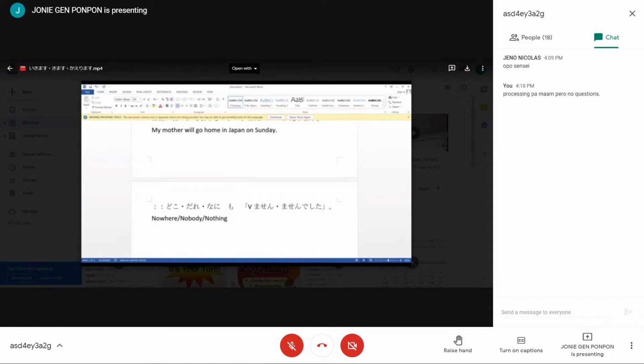Because dokomo, daremo, and nanimo will mean nowhere, nobody, nothing respectively, your verb should be in the negative format. Even if it is in the present future tense or past tense, it should be in the negative style. It should be a past negative or present future negative. So kung gagamit kayo ng dokomo, daremo, and nanimo. Okay, so let's have example sentences for this.